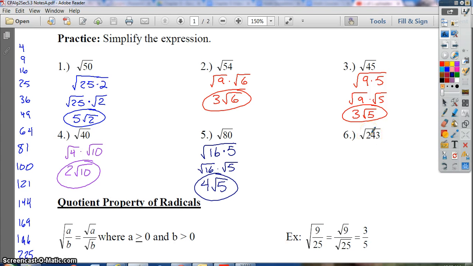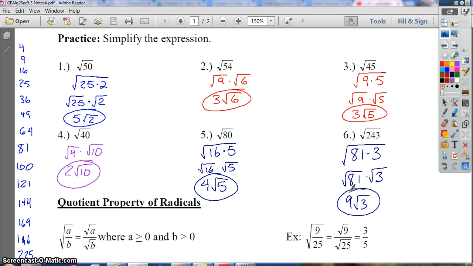243. Let's see, does 144 go in that? No. 121? No. 100, no. 81 absolutely does, though. That's a hard one to see if you don't have a calculator. Go ahead and type in 243 divided by 81. 81 goes into that 3 times. If you do 3 times 81, you'll get 243. So we have the square root of 81 times the square root of 3. This is 9 square root of 3. Okay? There is all your radicals broken.